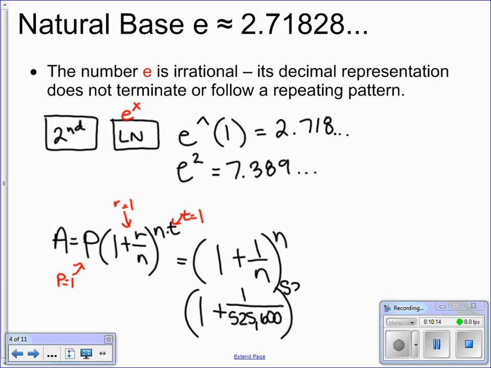And then we're going to raise it to the 525,600. Can you do this in your calculator for me real quick? Do parentheses, 1 plus 1 divided by 525,600, and then close your parentheses. Make sure you hit the exponent button. For those of you on my calculator, that's that little caret button for raise to.